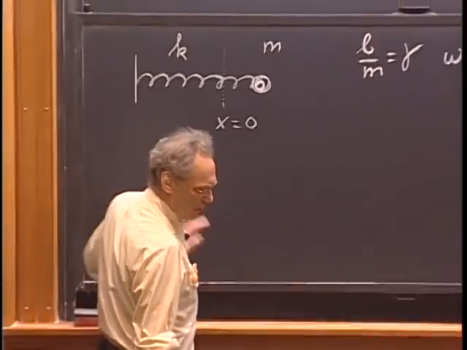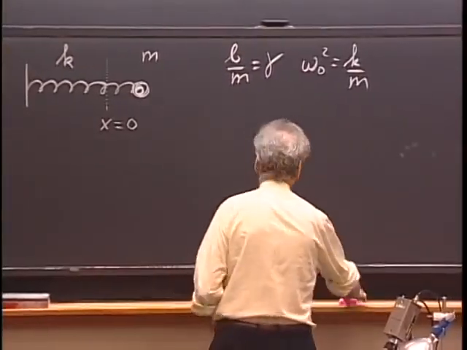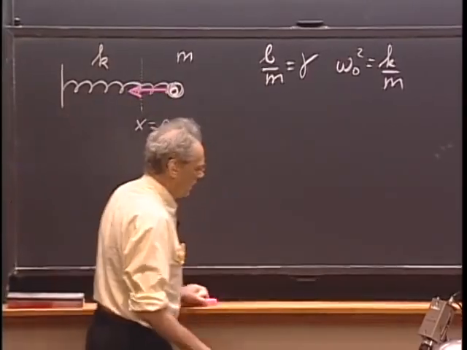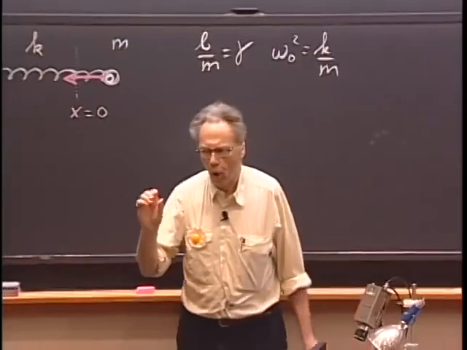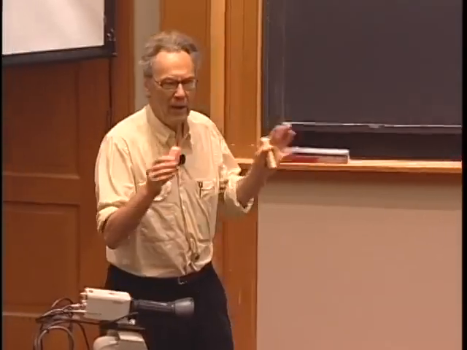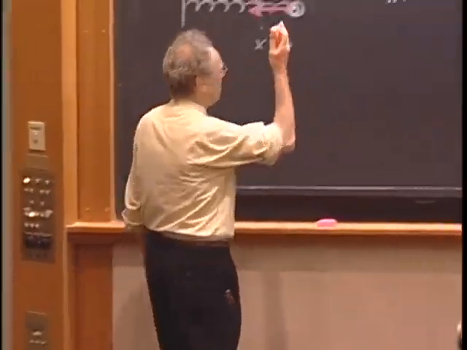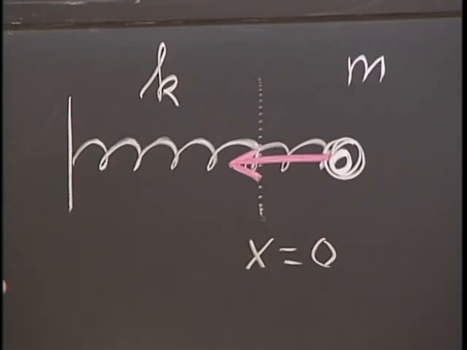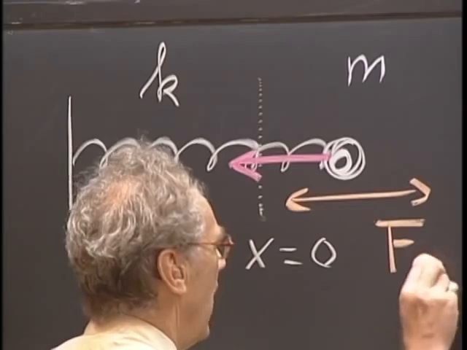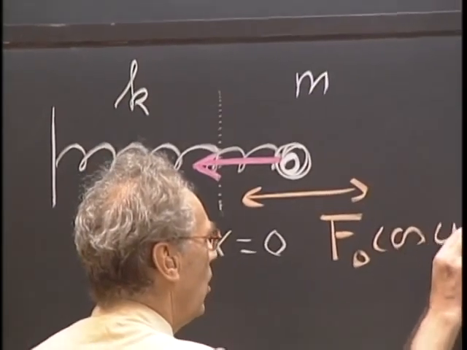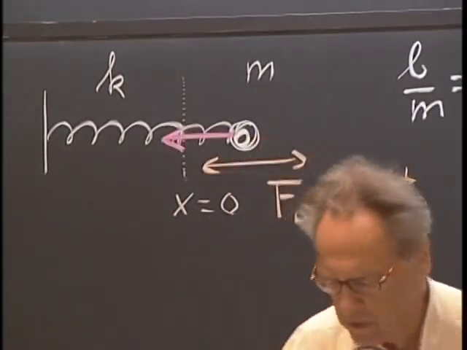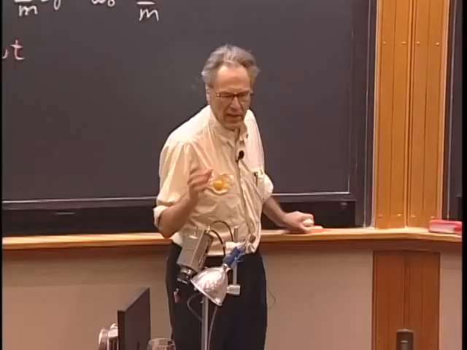So now, in addition to the fact that when the object is away from equilibrium there is a spring force, I am now going to apply a force on that object. It may not be easy to do. We'll get back to that, how we do that. But I can apply a force on that, maybe through magnetic fields, maybe through electric fields. And this force is now going to have the character F0 times cosine omega t. I impose on that system now that frequency omega. And I can choose that to be anything I want.